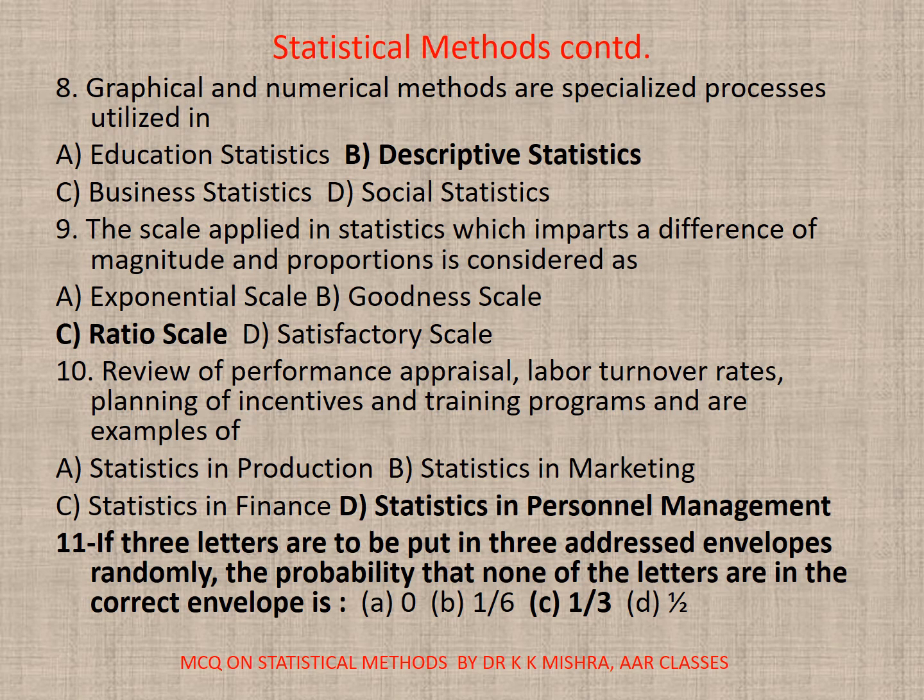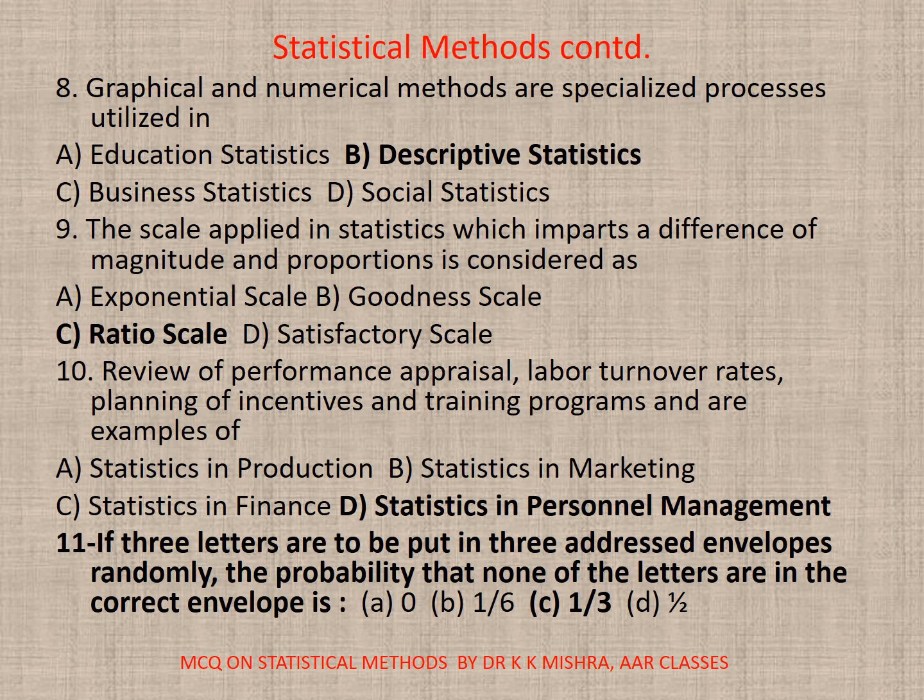10. Review of performance appraisal, labor turnover rates, and planning of incentives and training programs are examples of A. Statistics in production, B. Statistics in marketing, C. Statistics in finance, D. Statistics in personnel management. Here correct option is D. Statistics in personnel management.